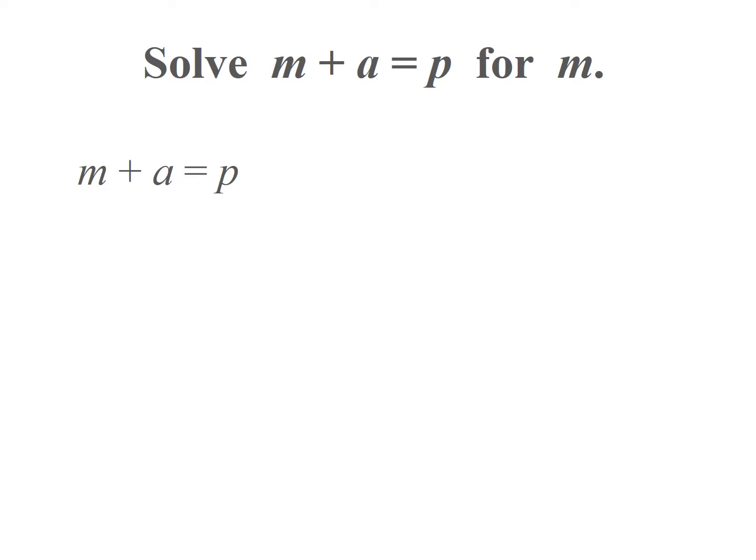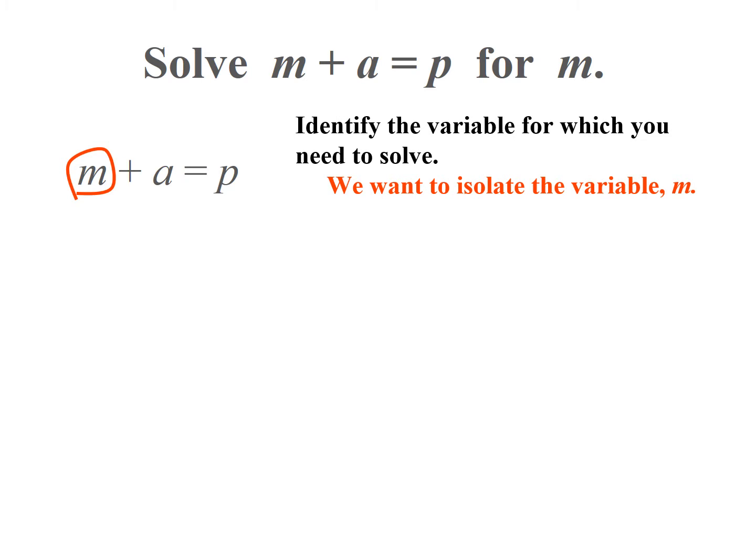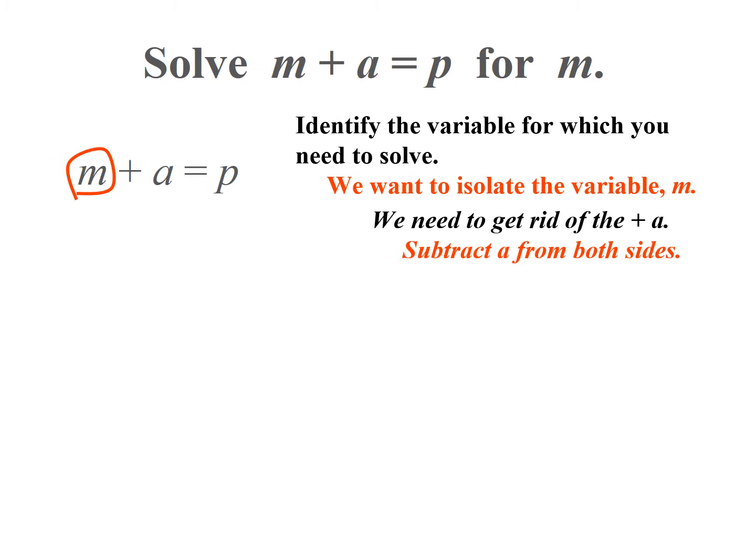Okay, so our first example is m plus a equals p, and they want us to solve for m. Okay, and so this is relatively simple. The only thing that's happening to m is that plus a. The p is on the other side of the equal sign, so we really don't have to worry about it so much. And in order to undo the addition that's going on with the m, we have to do the opposite of addition, which is subtraction. So we're going to subtract a from both sides.